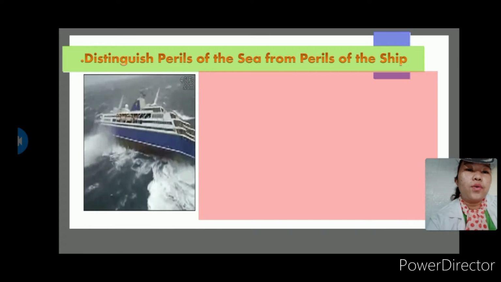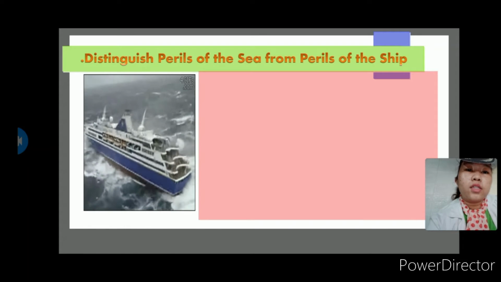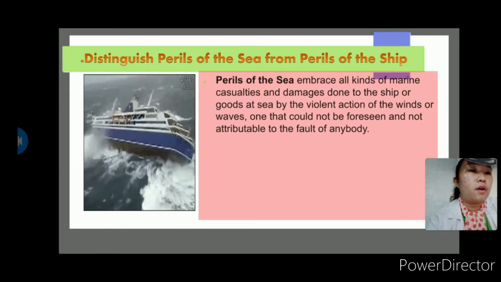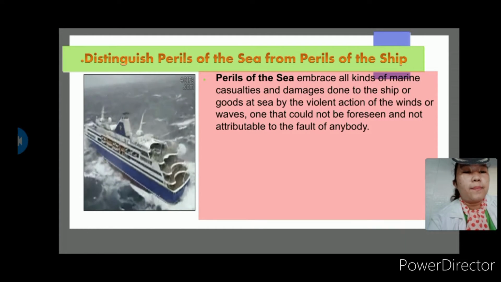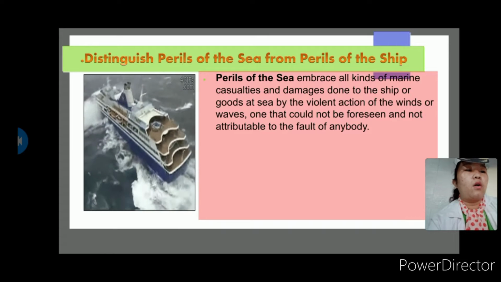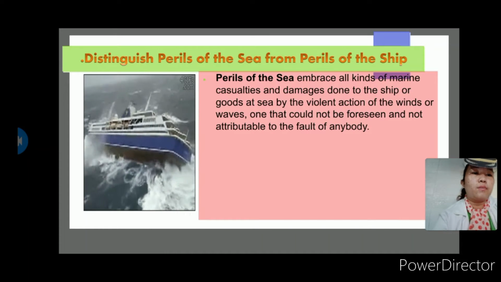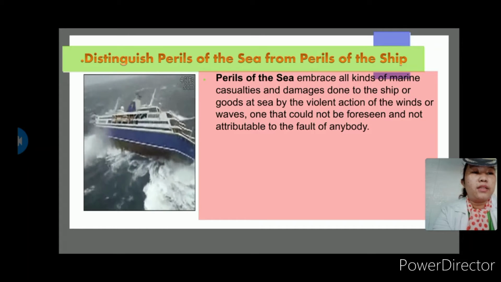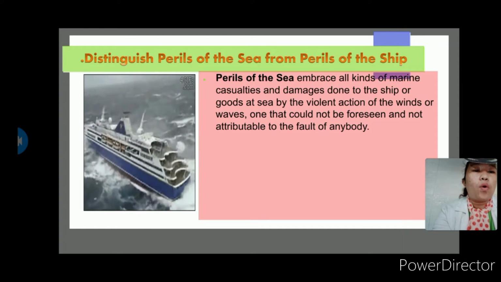Now let's go to the distinguishment of perils of the ship from perils of the sea. When we say perils of the ship, it embraces all kinds of marine casualties and damages done to the ship or goods at sea by a violent action of the winds or waves.